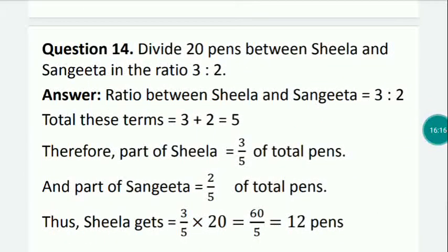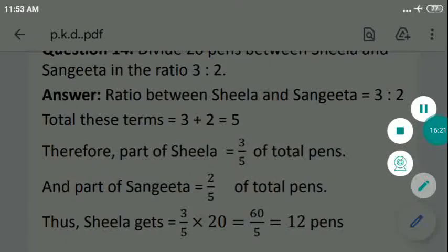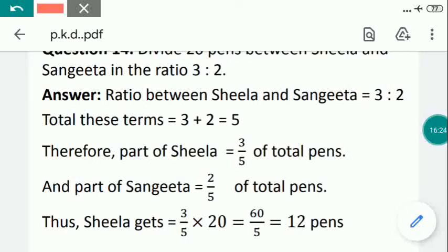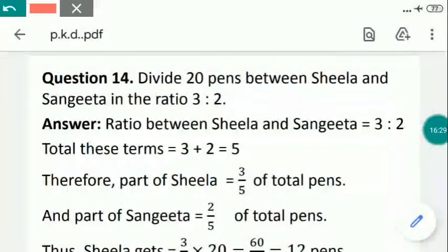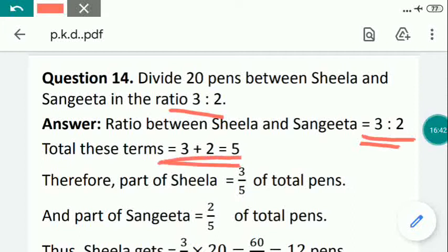Divide 20 pence between Sheila and Sangeeta in the ratio 3:2. The ratio between Sheila and Sangeeta is given as 3:2. So the total of the terms of the ratio is 3 plus 2, which is equal to 5.